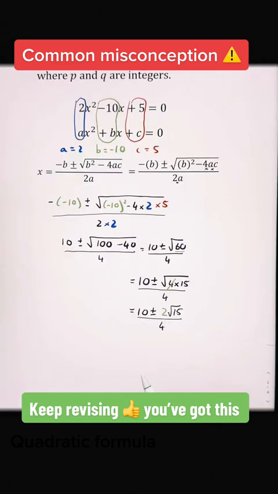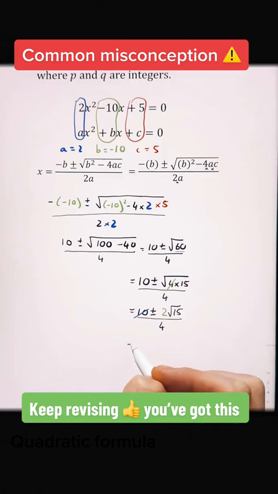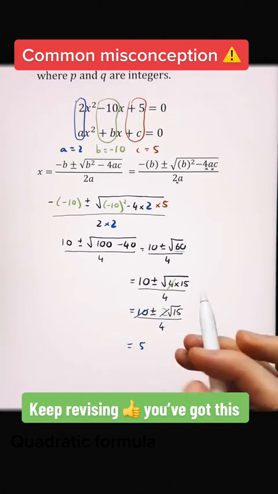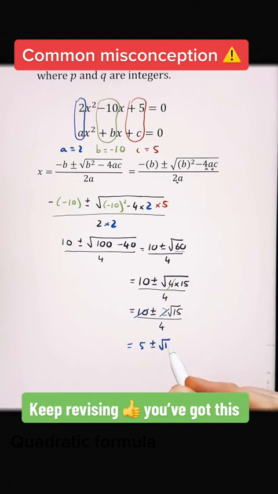As all three terms are divisible by 2, I can simplify my answer. Well, 10 divided by 2 gives us 5. 2 root 15 divided by 2, the 2's will cancel, so that leaves us just with plus or minus root 15 on the top. And the bottom 4 divided by 2 gives us 2.